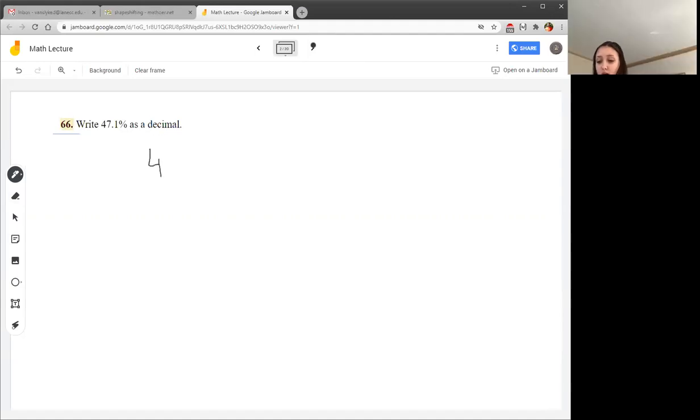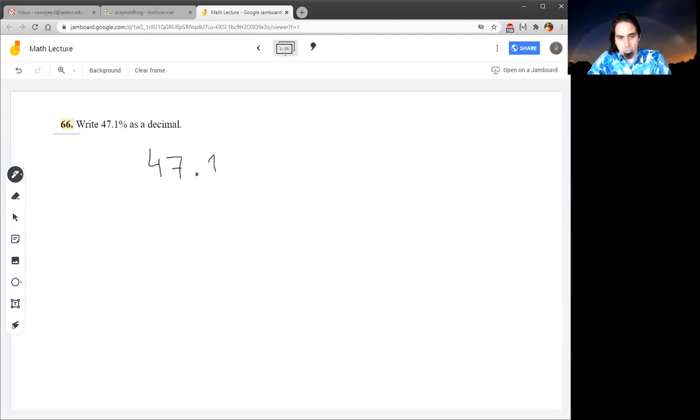So all I want to do is take the 47.1 with the percent sign and say, instead of that symbol, I'm going to scoot the decimal point twice to the left, because that also means out of 100 in math. Now, if we were doing a study session, office hours, just working together, I could say .471 and write it that way, and there's nothing wrong with that at all.